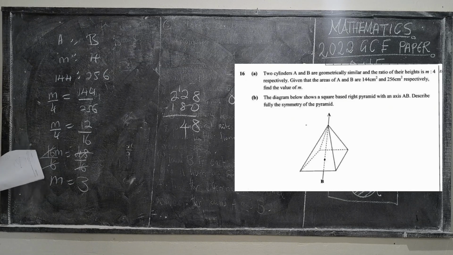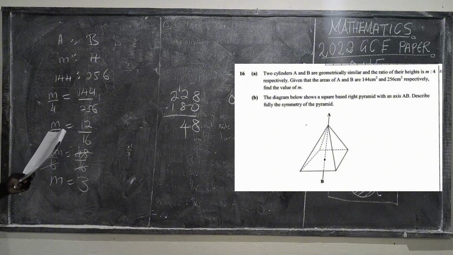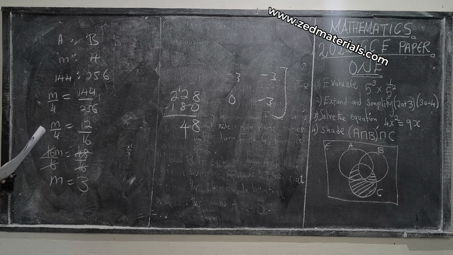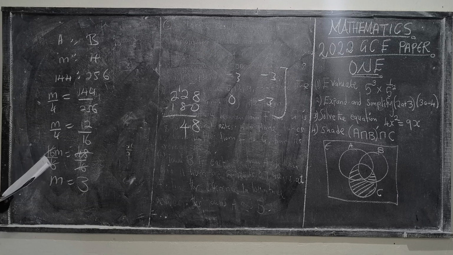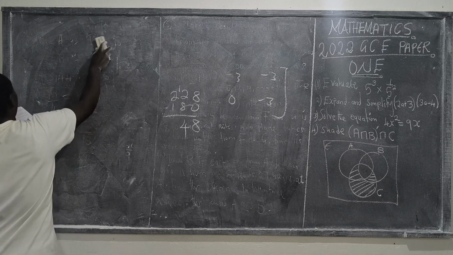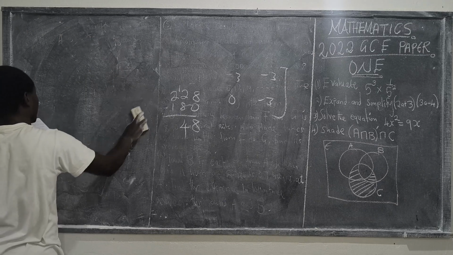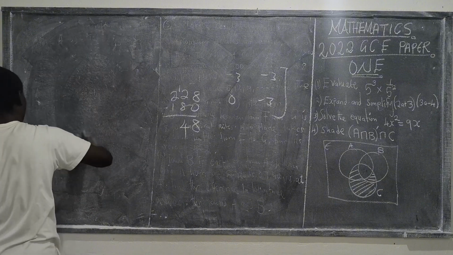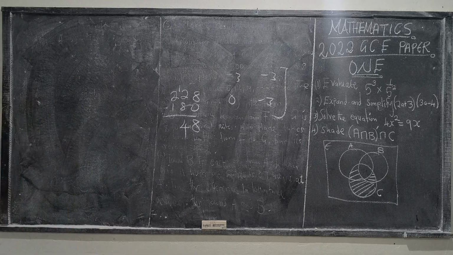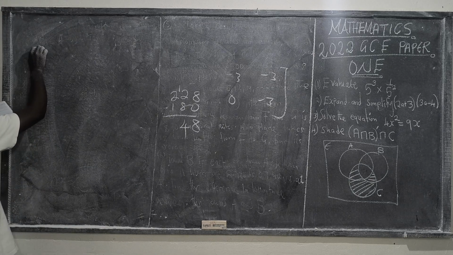So 16D, they are saying the diagram below shows a square-based right pyramid with an axis AB. Describe fully the symmetry of the pyramid. So if you check properly the diagram there, it is a square-based pyramid, as they are saying. So a square-based pyramid will always have how many planes of symmetry, which is 4. So you will say it has 4 planes of symmetry with the angle of rotation, which is 360 divided by 4, that is 90. So it has 4 planes of symmetry at the angle of 90 degrees with the order of rotation, which is 4. That's it.